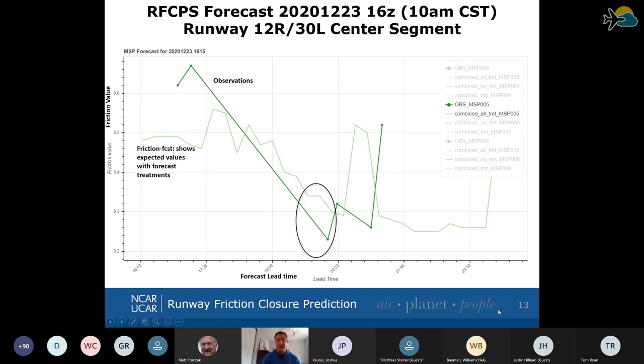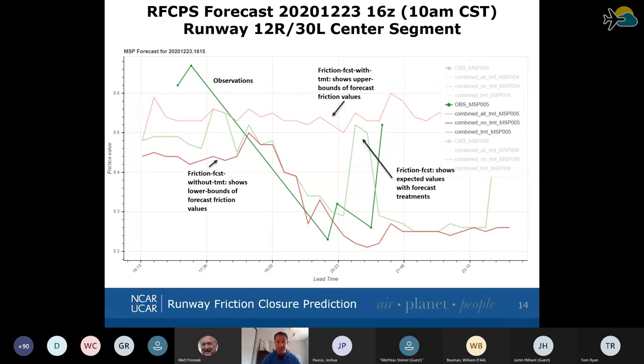And then right next to that, you can see that the system is reacting to a forecasted treatment. Now, the forecasted treatment is just off in time with the observed treatment, because it's hard to line up the actual forecast treatments with where MSP treats. But you can see that when there's a treatment in the forecast, the friction values react. They go up to about 0.5. And when MSP made their observation after treating the runway, it got back up to about 0.5. Then the snow continued, and we were predicting lower friction values through the event, and there were closures. Next slide, please.